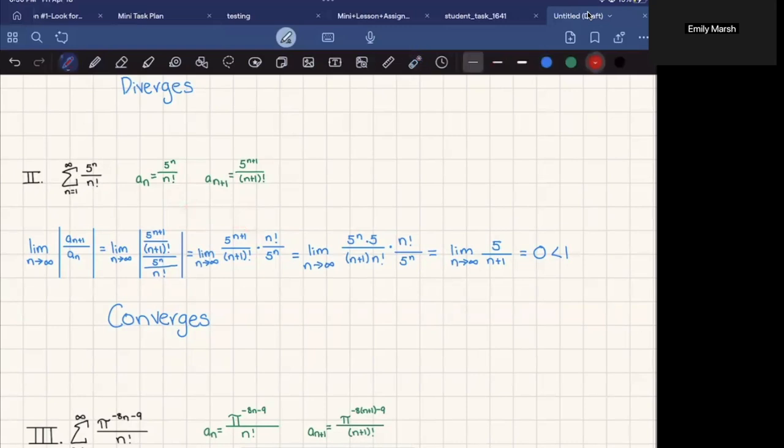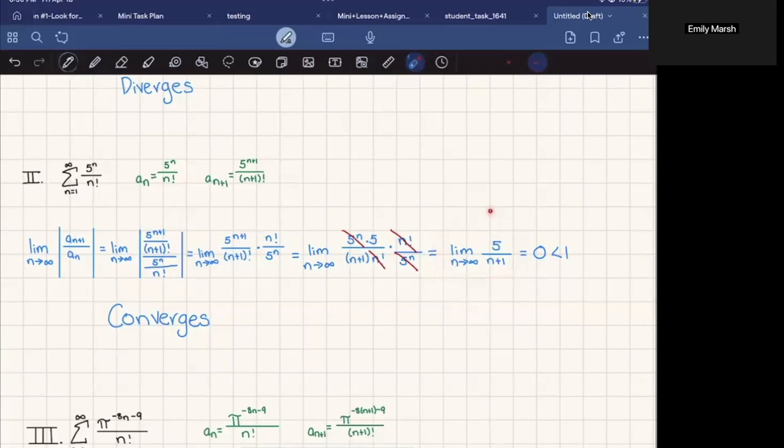And then we're able to start canceling out our terms. So we see that we have a 5 to the power n in this numerator. We have a 5 to the power of n in this denominator. We have an n factorial and we have an n factorial. Thus, we are left over with the limit as n approaches infinity for 5 divided by n plus 1.